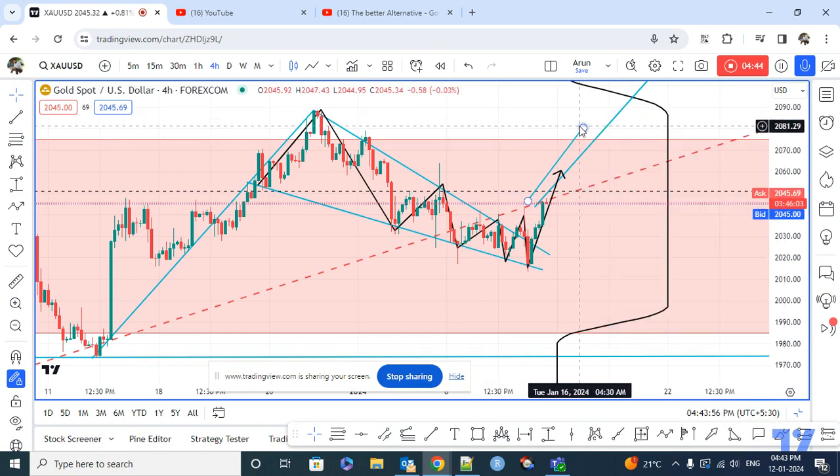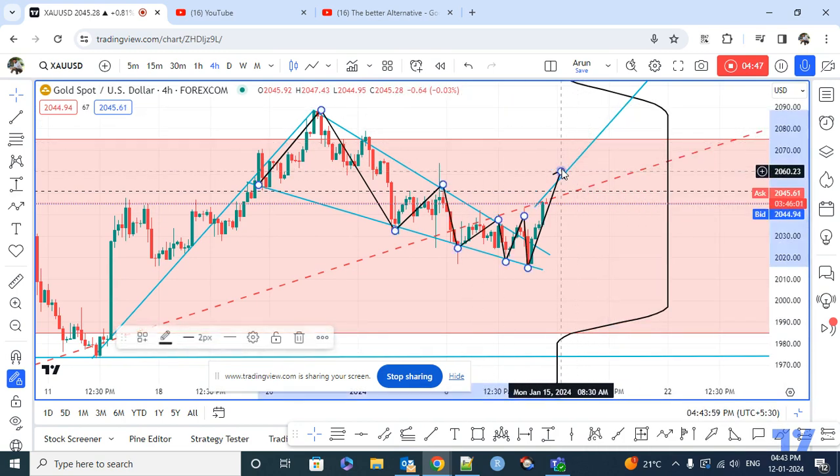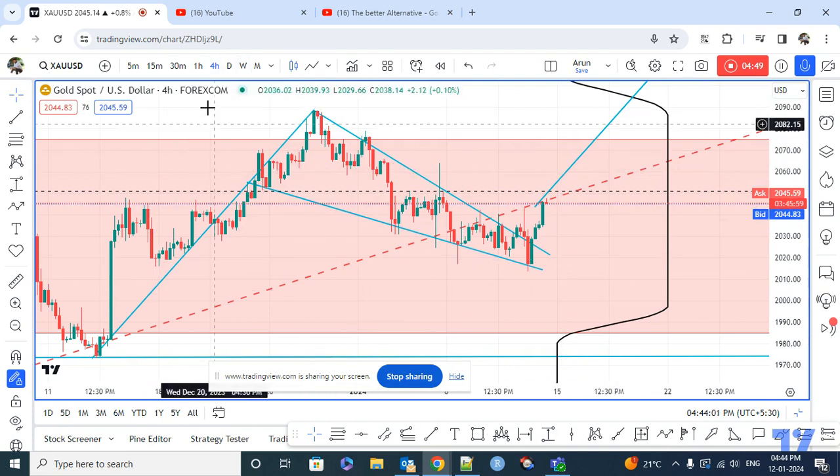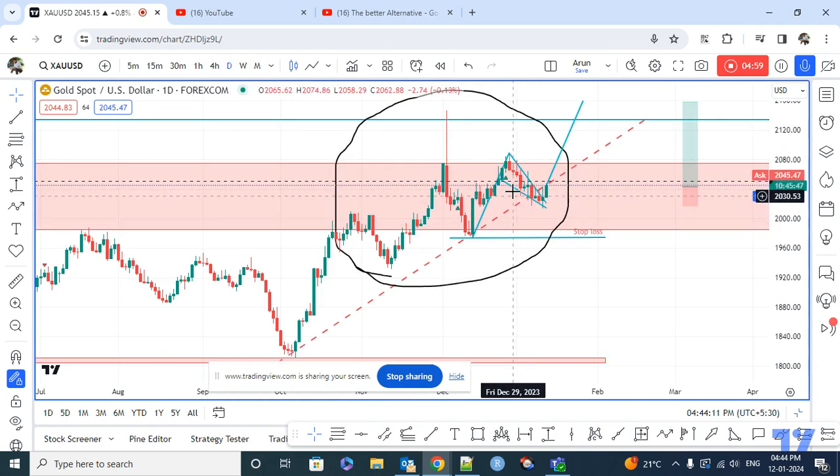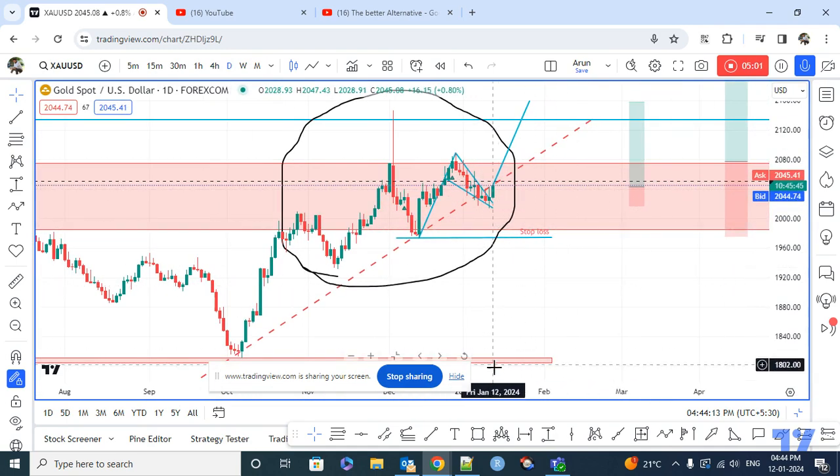To this I have added a pole here. The reason I shifted to the 4 hour time frame is to have a better structure for understanding the market. But in daily, if you go, you can see very, very tiny candles.